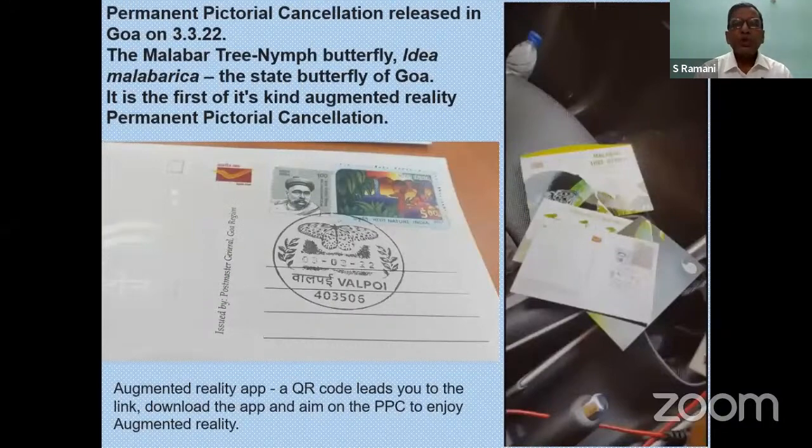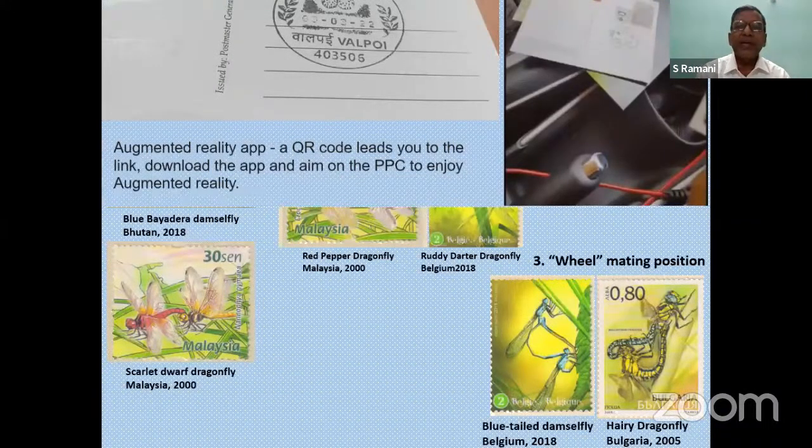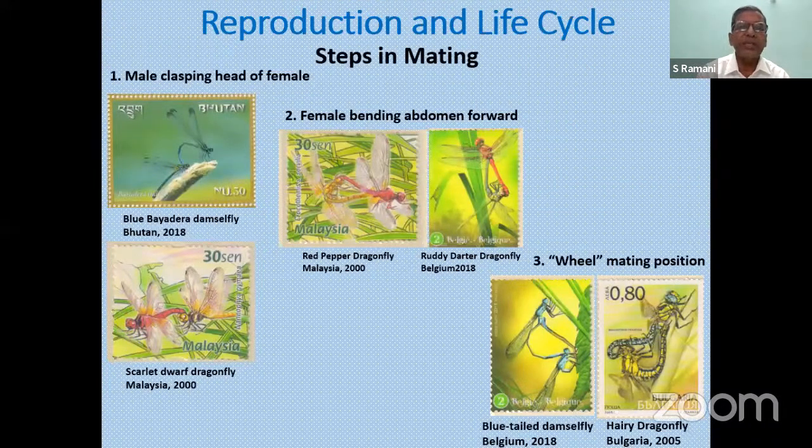Coming to reproduction, I again would take the example of the dragonfly and the damselfly, to try and tell you how stamps can be used to talk about the various stages of reproduction, the steps in mating. Actually, here you can see the male is clasping. It's a very peculiar kind of mating mechanism in dragonflies and damselflies, where the male clasps the head of the female.